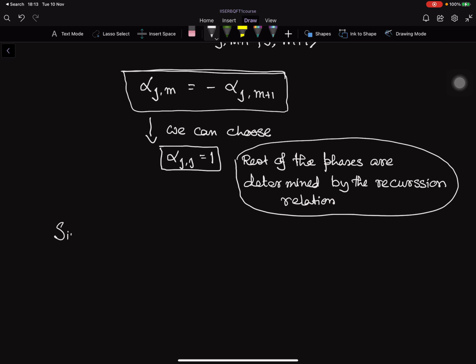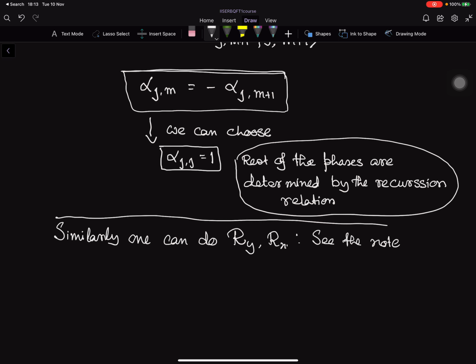Similarly, one can do Ry and Rx. See the notes where we have done that. But the bottom line is, this is the way to find the representation of the reflection on the angular momentum representation. So technically, mathematically speaking, this is O(3) representation theory.